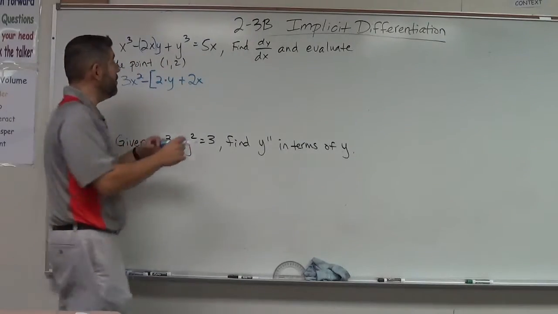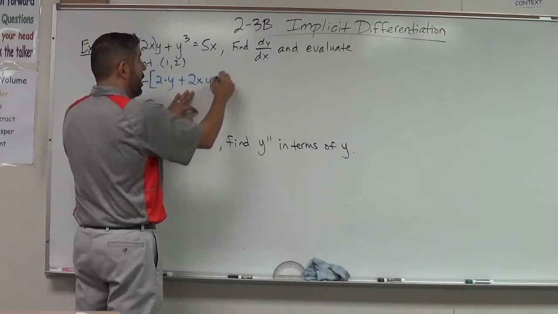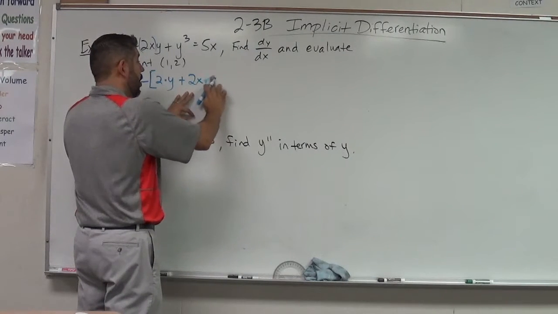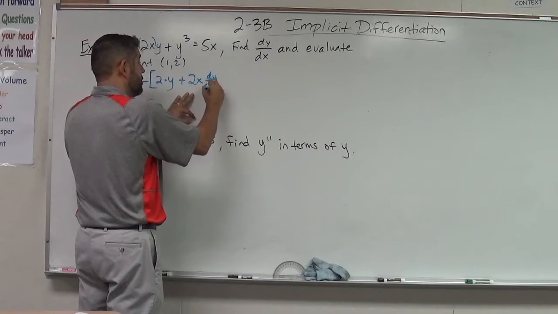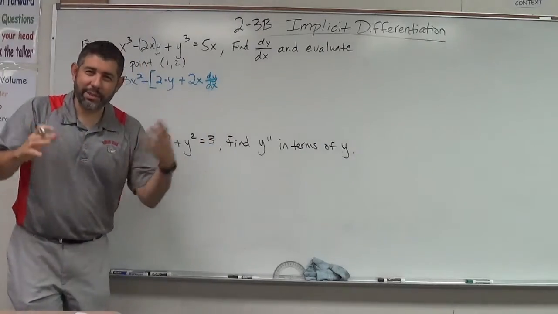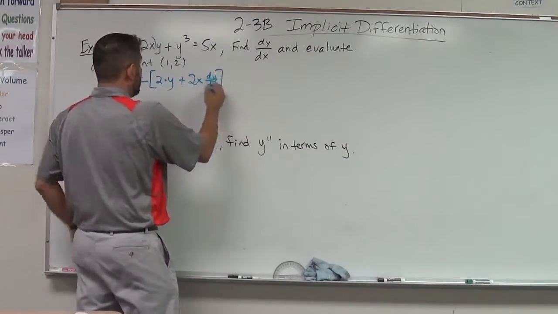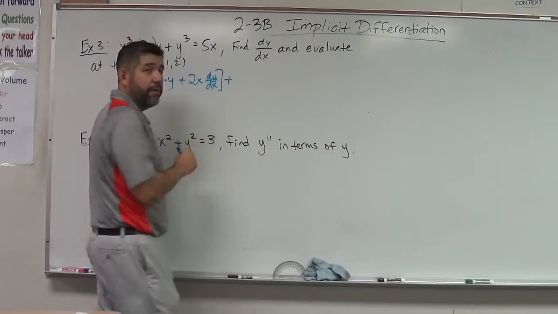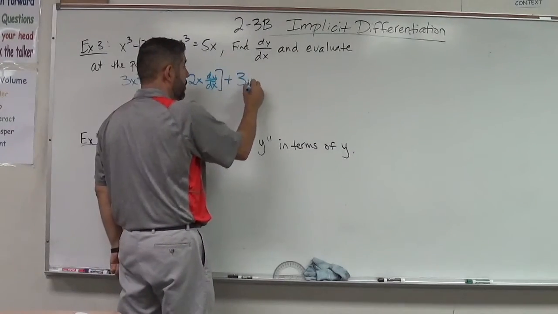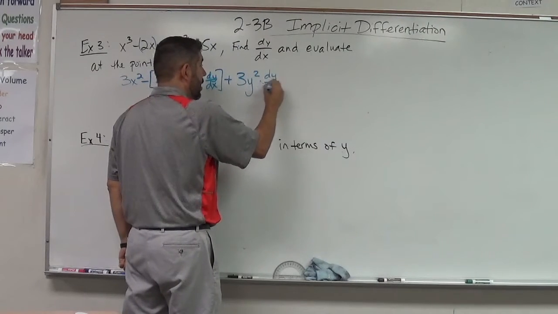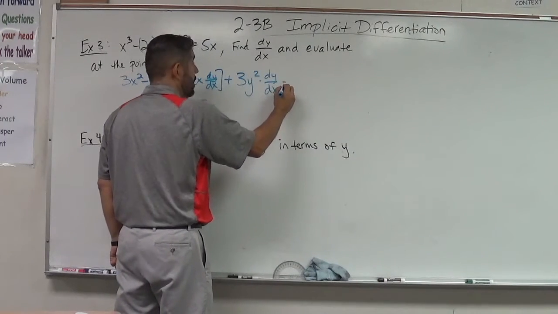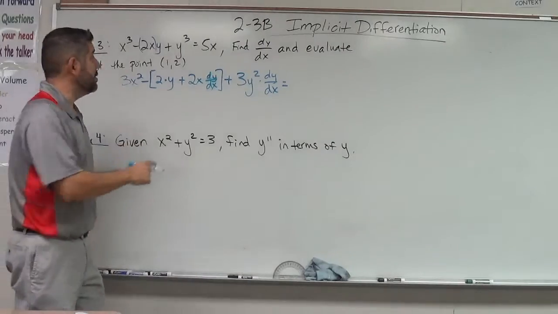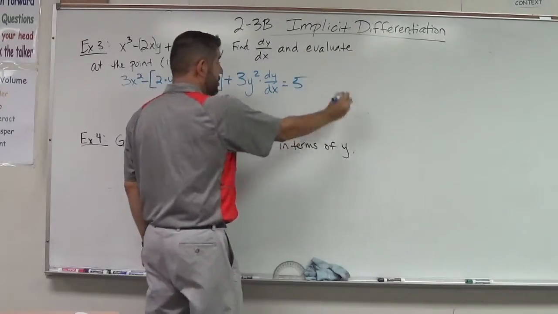What's the derivative of y? It is y prime, but we're doing dy/dx. So instead of y prime, I'm going to put dy/dx. Again, y prime and dy/dx, same thing. So that's our product rule right here. Then we've got plus y cubed, so we do the derivative, that's 3y squared times dy/dx equals, remember we do the derivative of both sides. The derivative of 5x is 5.